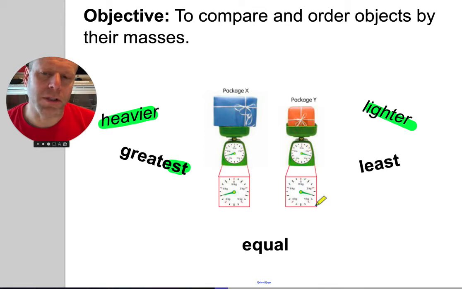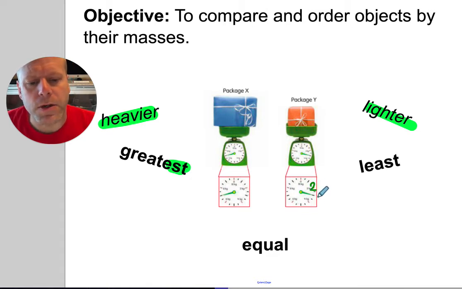So I know it's kind of blurry here, but I'm going to go ahead and help you read these. So here is 2 and here is 4. So I know this is 2. I know this is 4. It's right in the middle.